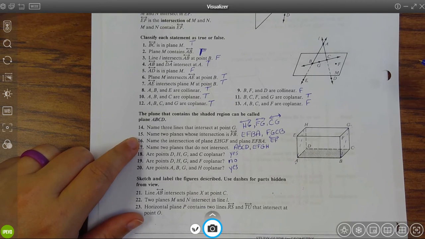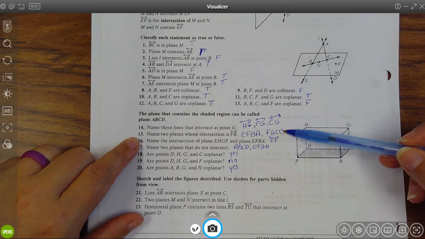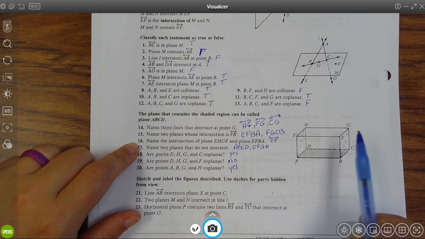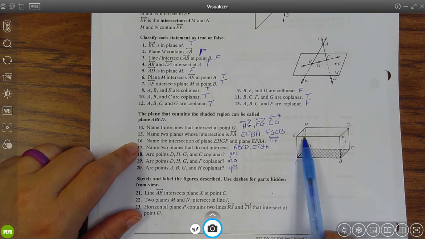Number 15, 2 planes whose intersection is line FB. Here is FB. Those 2 planes are the front of the box EFBA and this side FGCB. Now again, you may have named your plane with the same letters in a different order. That is okay. 16, name the intersection of planes EHGF and EFBA. You're looking for where they meet, and they meet here at line EF.